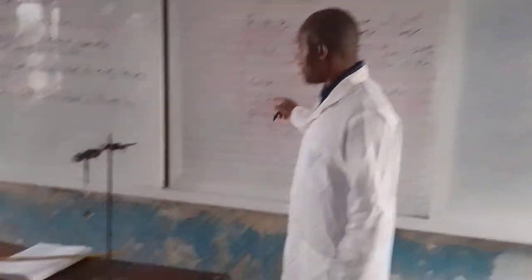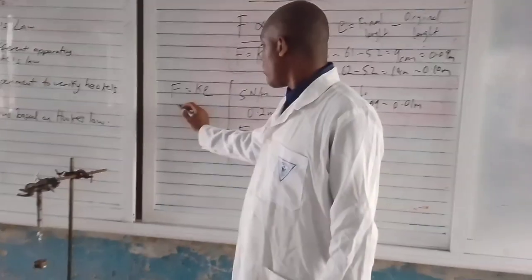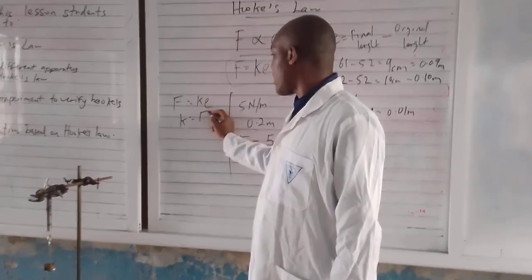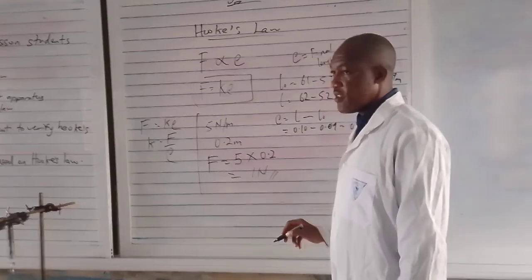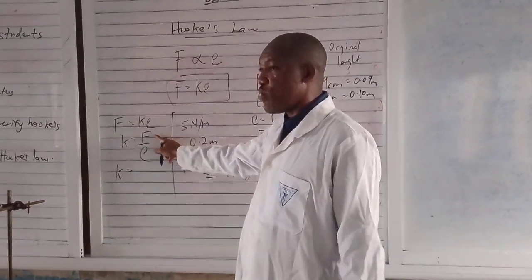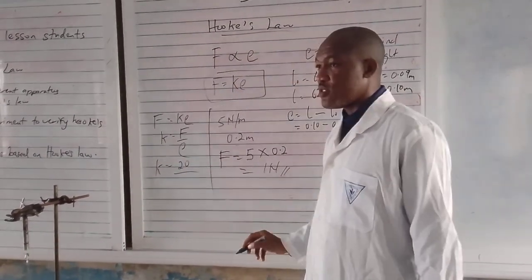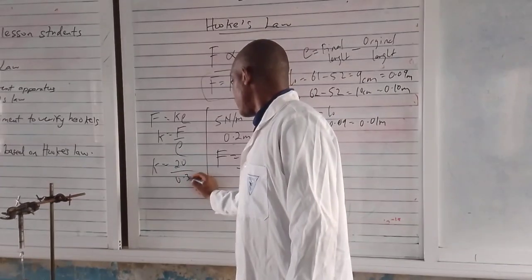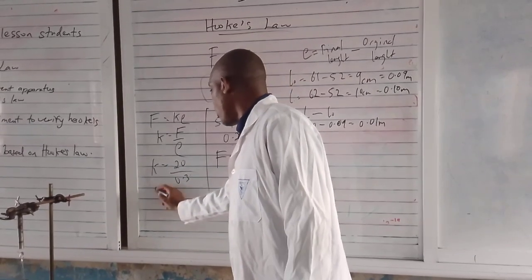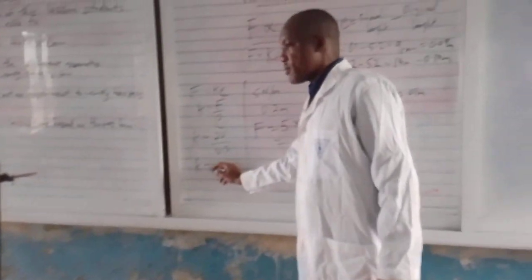Yes, for the constant. So if I'm looking for the constant, our formula is F equals KE, right? So making the constant the subject, we have K equals F over E, where F is the force. What's the force? 20. What's our extension? 0.3, right? That will give me what? That will give me that K is equal to what?